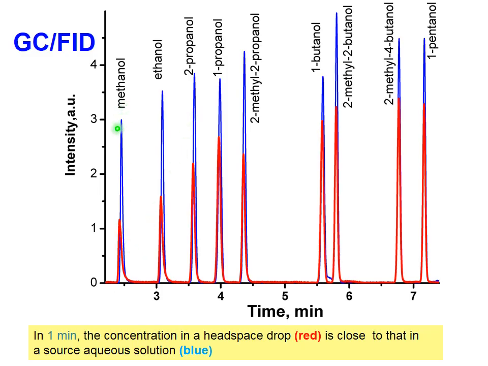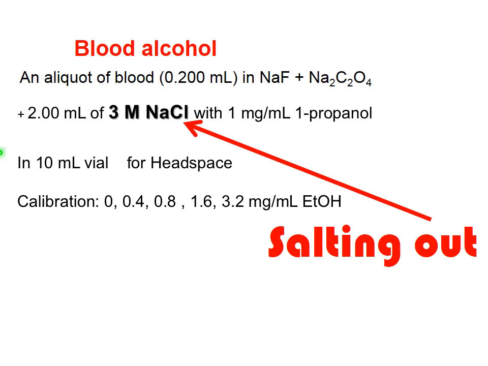Just an example, we have collection of alcohols, and almost all of them are coming into this microdroplet with little problem, just in 1 minute. Diffusion in air is very quick. Similar procedure is standardly used for blood alcohol. That's headspace analysis of alcohol in blood.